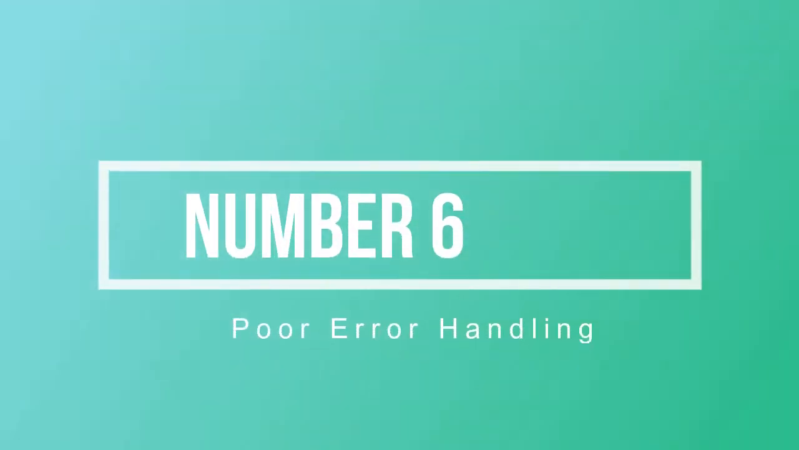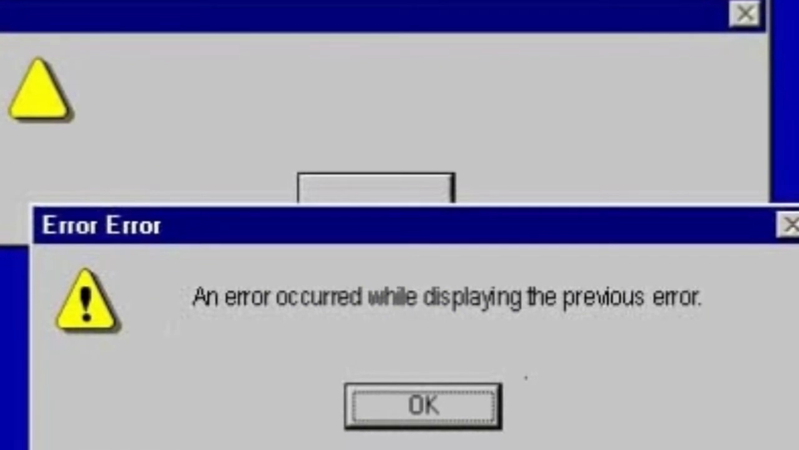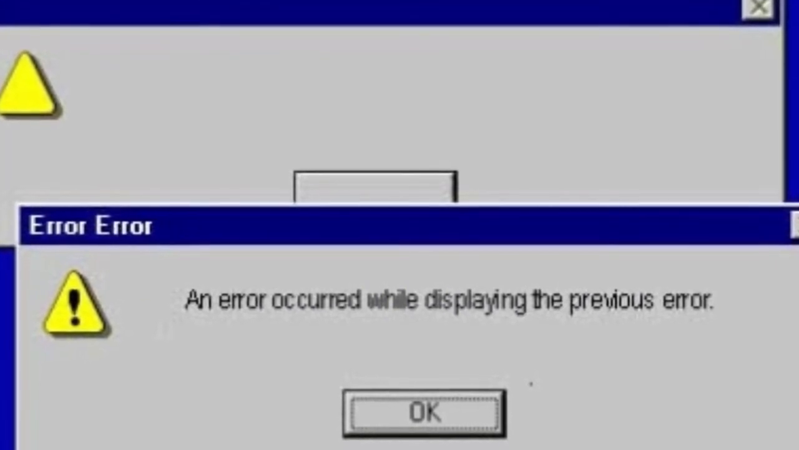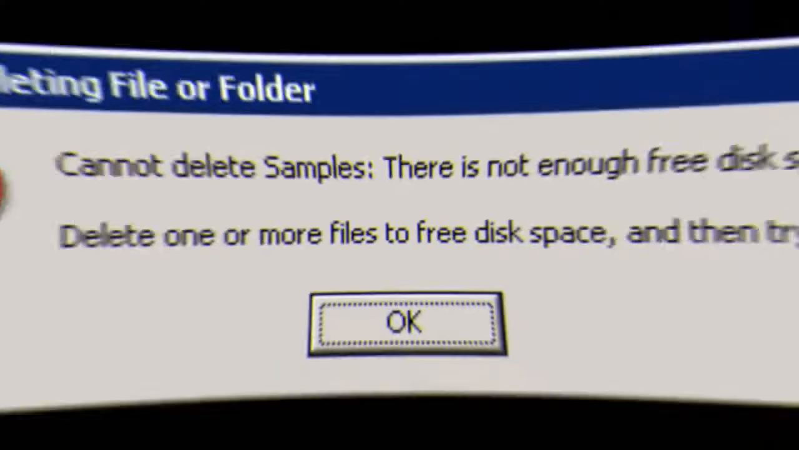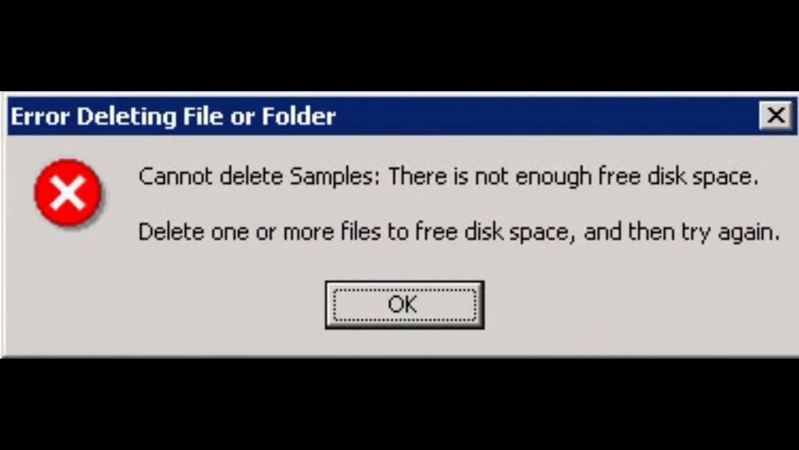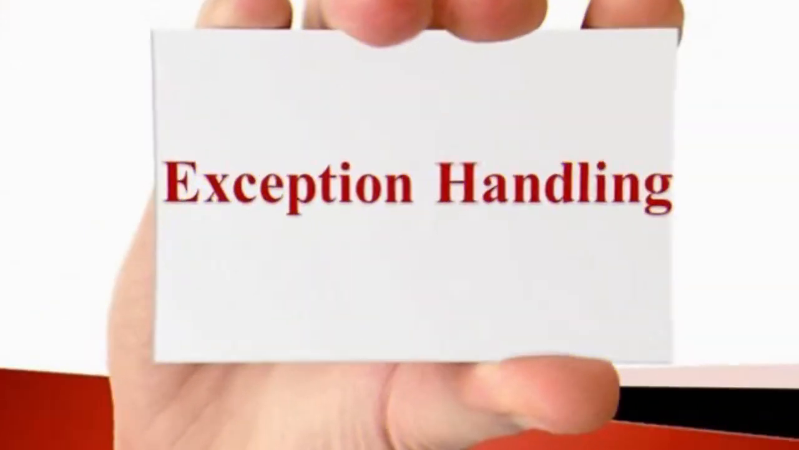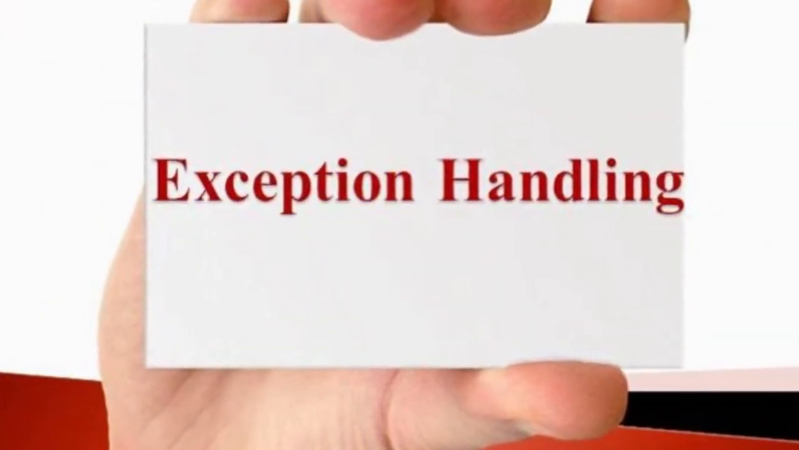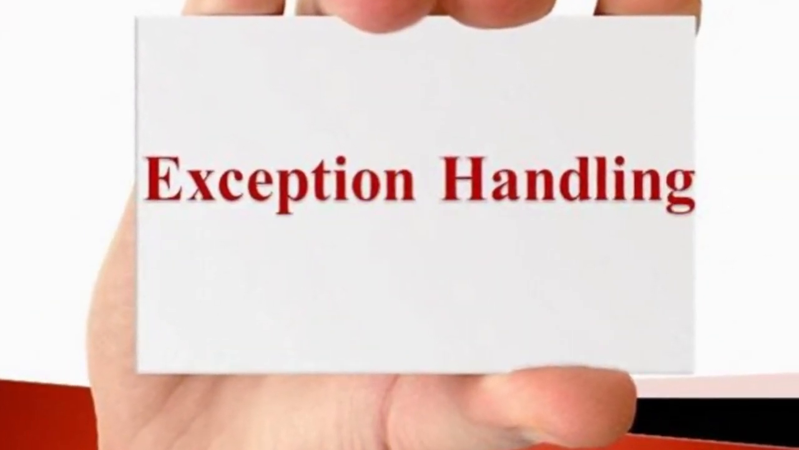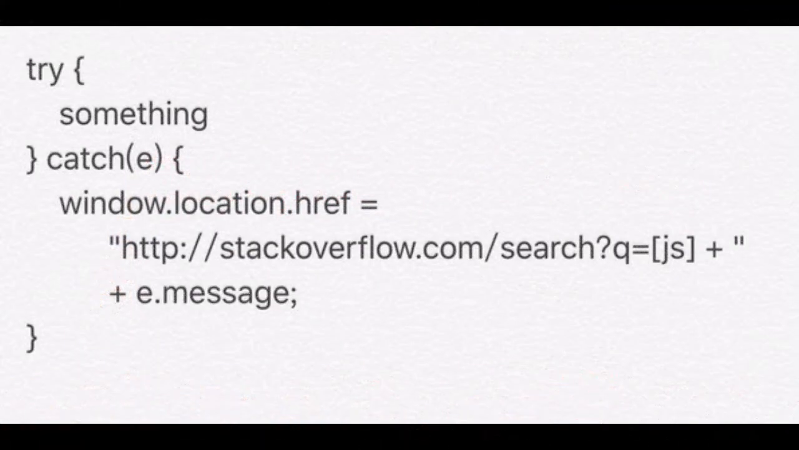Number 6. Poor error handling. Error handling is a critical part of the software, and an exception management strategy is something most beginners don't even know exists. An exception handling mechanism is a great way of handling errors. However, exception handling may be misapplied. The most common error is to catch exceptions that you never intended to. Try using a try/catch block to catch exceptions.